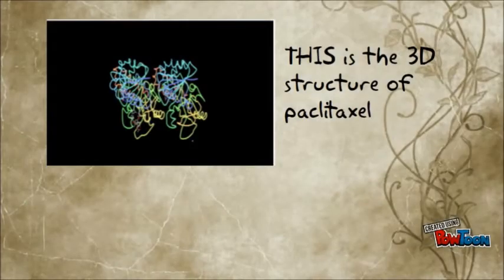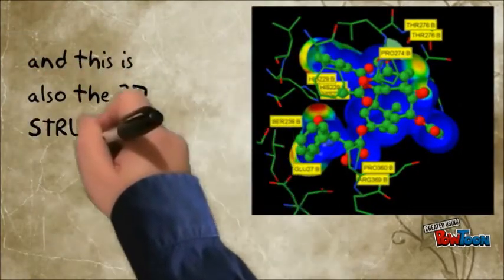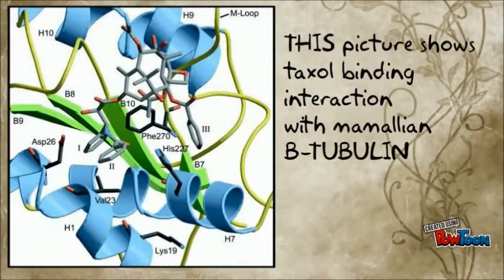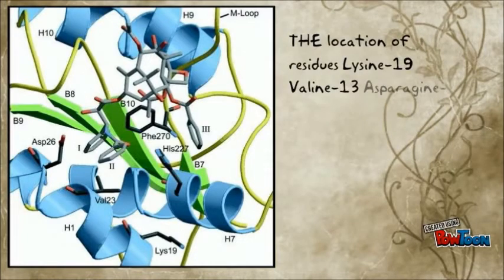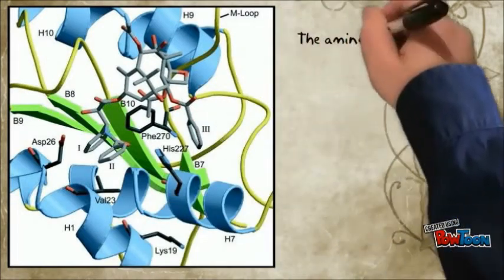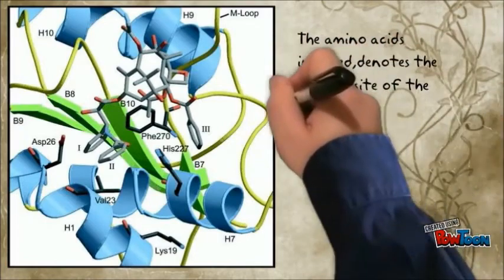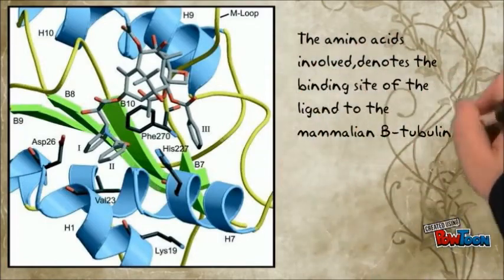This is the 3D structure of paclitaxel. And this is also the 3D structure of paclitaxel. This picture shows the taxol binding interaction with mammalian B-tubulin. The locations of the residues stated are shown in dark gray. The amino acids involved denote the binding site of the ligand to the mammalian B-tubulin.